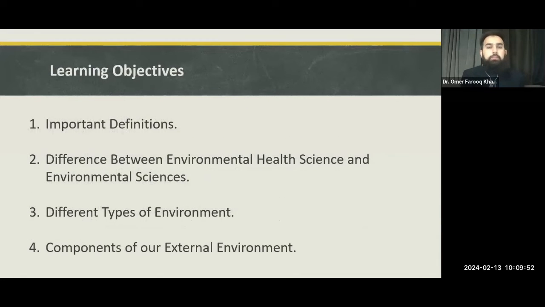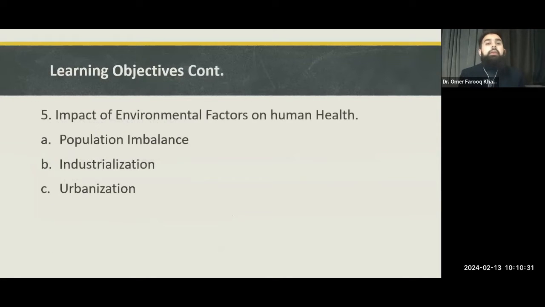So, the learning objectives for our class. First of all, as is the style of my teaching, I always start with the definitions. So the learning objectives for the class of environmental health are: important definitions. So first of all, we will try to understand what we are going to talk about in today's class. Then the difference between environmental health science and environmental sciences. Then different types of environment. Then components of our external environment. Then impact of environmental factors on human health.